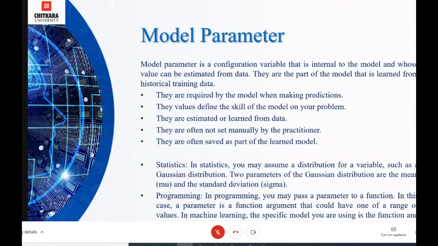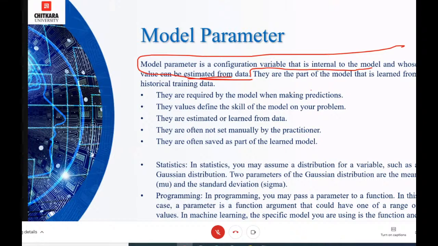Then, what is a model parameter? We've already discussed that we can retune, or make some changes or modifications, or retune parameters. What is a model parameter? A model parameter is a configuration variable that is internal to the model, and whose value can be estimated from the data. Values must be estimated from the data. It is the internal part. They are the part of the model that is learned from historical training data.